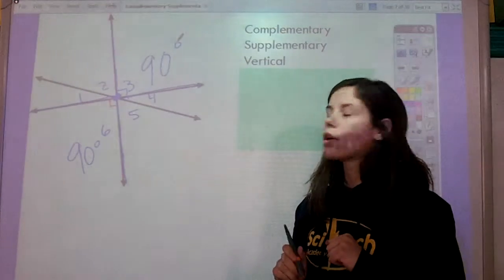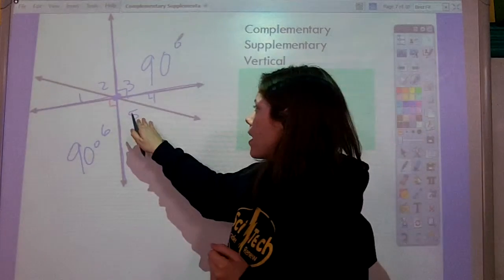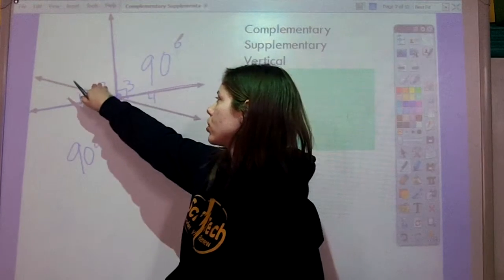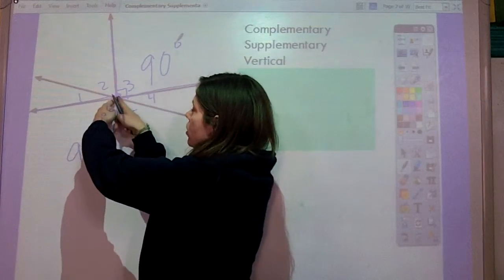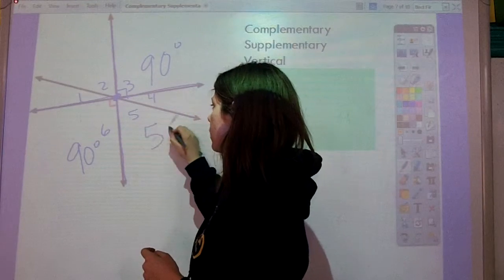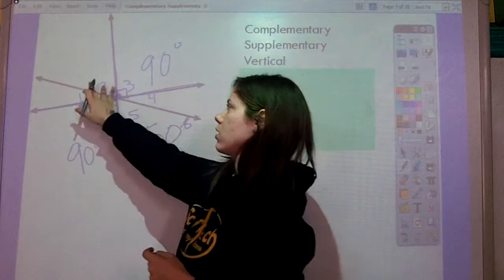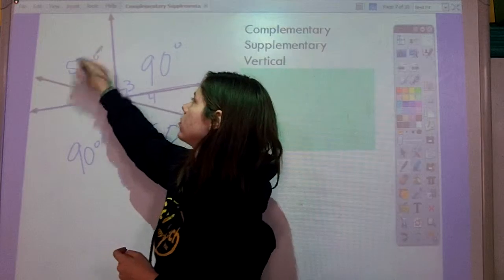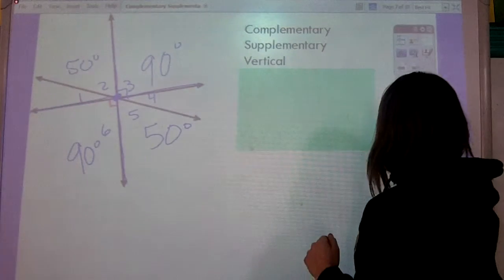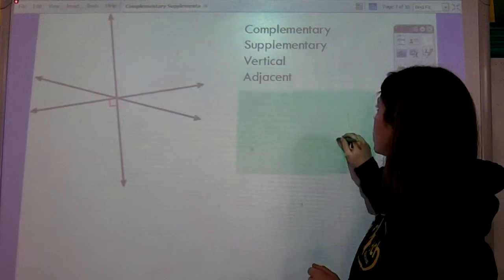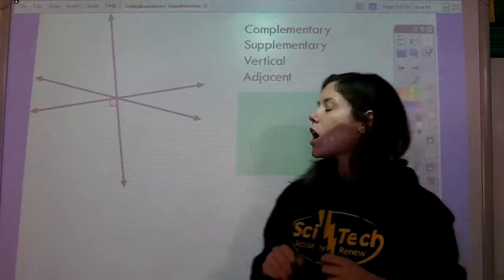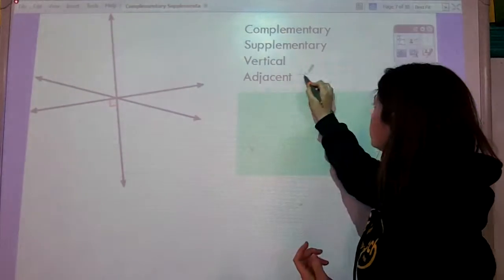There's one more example of vertical angles here, and that would be angle 5 and angle 2. They're opposites, they share a vertex, and they're the same. If this one is 50 degrees, angle 2 also has to be 50 degrees. The last word that you need to know is adjacent. Adjacent means next to.